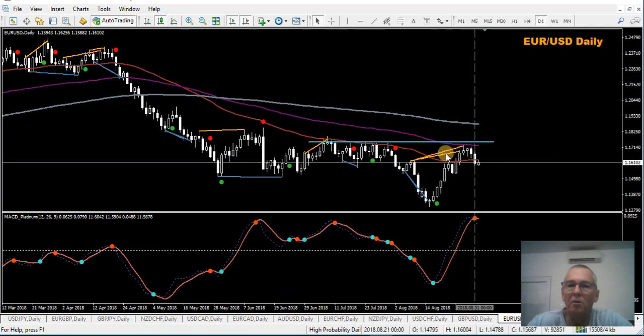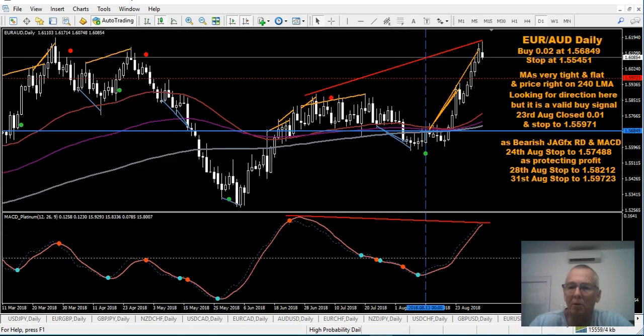Euro USD, the buy I was in down here somewhere is all finished, and that was a good little profit, that trade. Now looking for a possible sell setup. Again, I've got my grey vertical line in, got this little level across the top here that's a resistance level. We're in the MAs now. If it rolls over, you can see that MACD's a good distance above the zero level, so we'll just wait and see on the Euro.